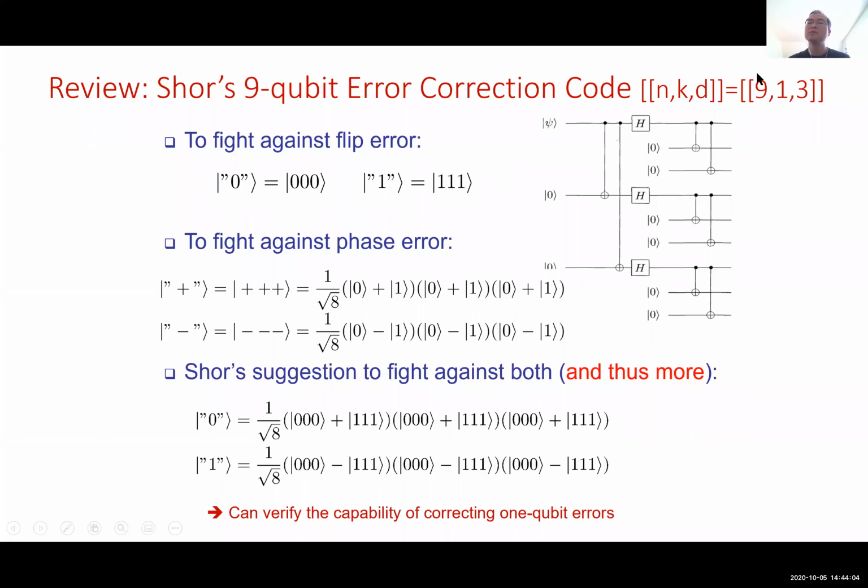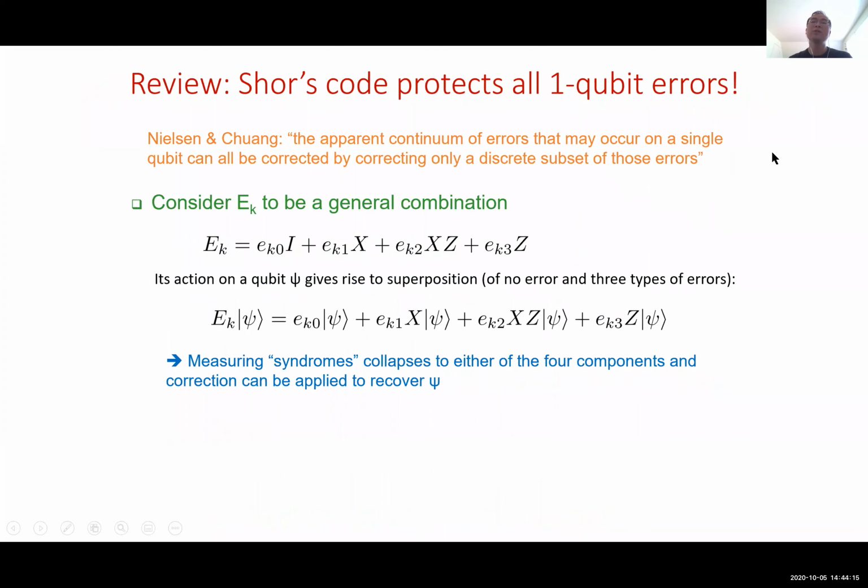This is a [[9,1,3]] code. 9 is the number of physical qubits needed to encode 1 qubit. Code distance is 3. Okay, so we understand how this code can protect against all 1 qubit errors. First, we consider the error that can be expanded in terms of Pauli matrices, corresponding to a general 1 qubit error.